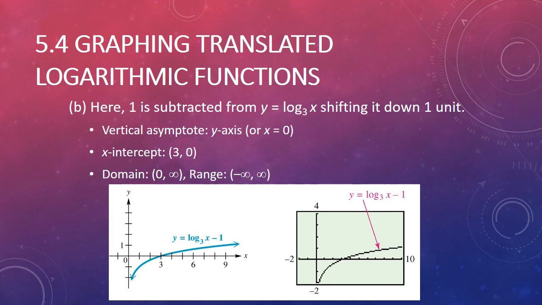For part B, we're taking the log base 3 of x and subtracting 1. So it's going to shift the whole thing down 1 unit. The vertical asymptote is not going to change. The x-intercept is going to change slightly. It's going to be (3, 0). The domain is 0 to infinity, and the range is negative infinity to positive infinity.